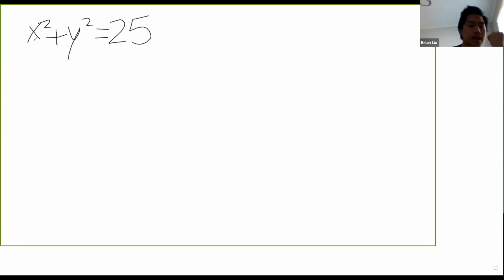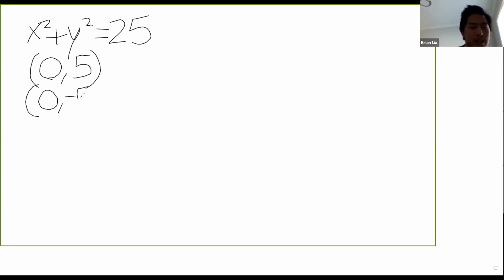Okay, so what we had earlier was x squared plus y squared equals 25. And what we said was, if x is 0, that's one way we can test for values that might satisfy this. If x is 0, then y squared equals 25. So y is plus or minus 5. So we have 0, 5 and 0, negative 5. And if y was 0, then we have the same thing but for x. So x squared equals 25, so x is 5 or minus 5.